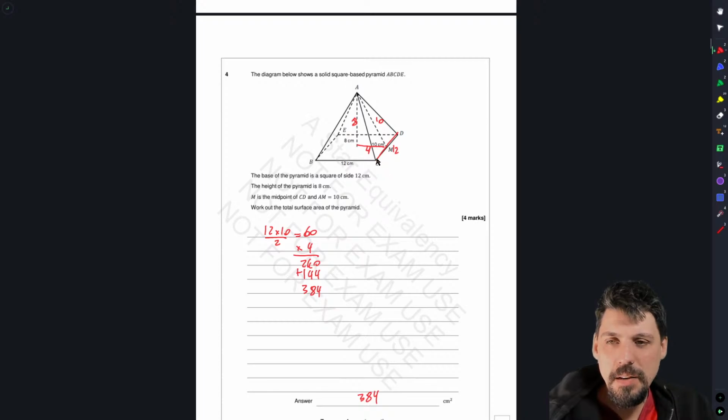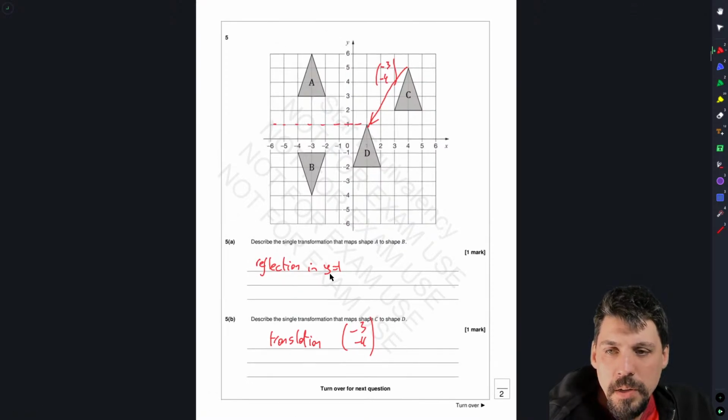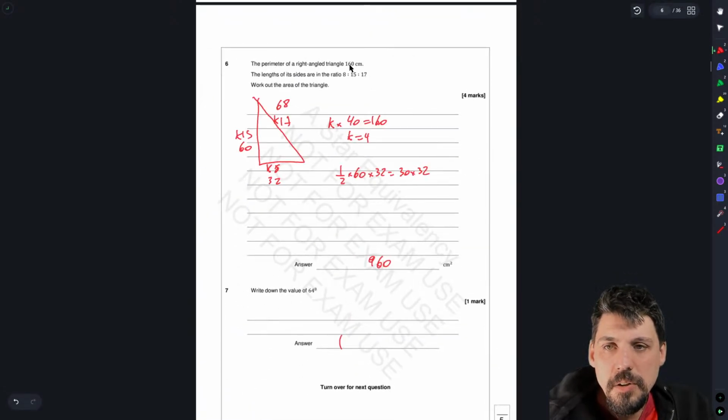12 by 10 is 60 times 4 is 240. Then you got 12 by 12, which is 144, 384. Okay, cool, we're going with that one. That is y equals 1, yes. 3 left, 4 down, because we're going from C to D, yes.